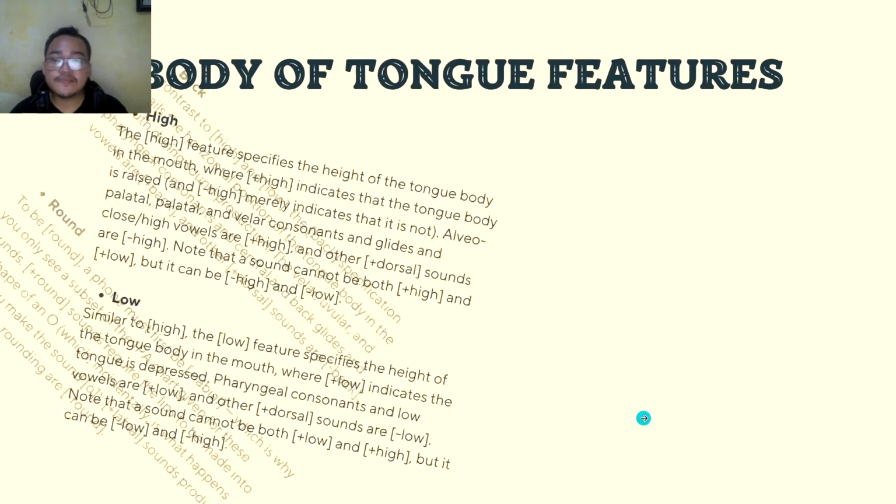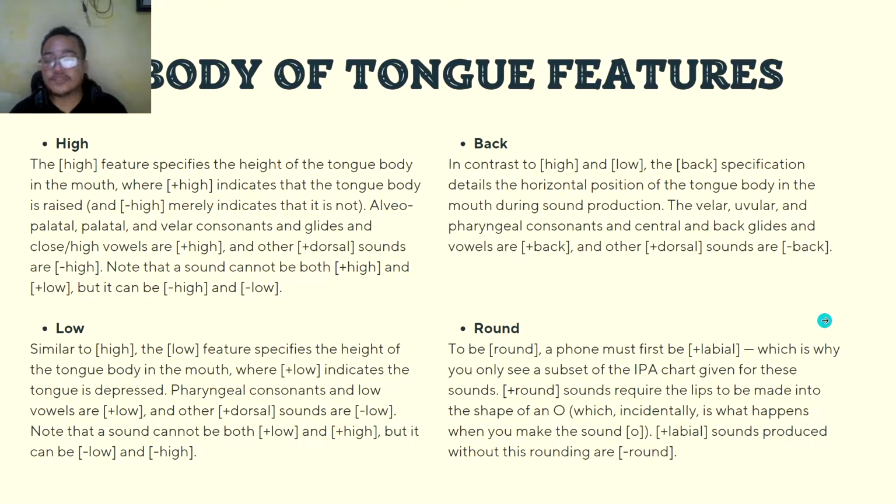And the next one is the body of tongue features. There are four of them. The first one is height. The height feature specifies the height of the tongue body in the mouth, where plus height indicates that the tongue body is raised and minus is not.